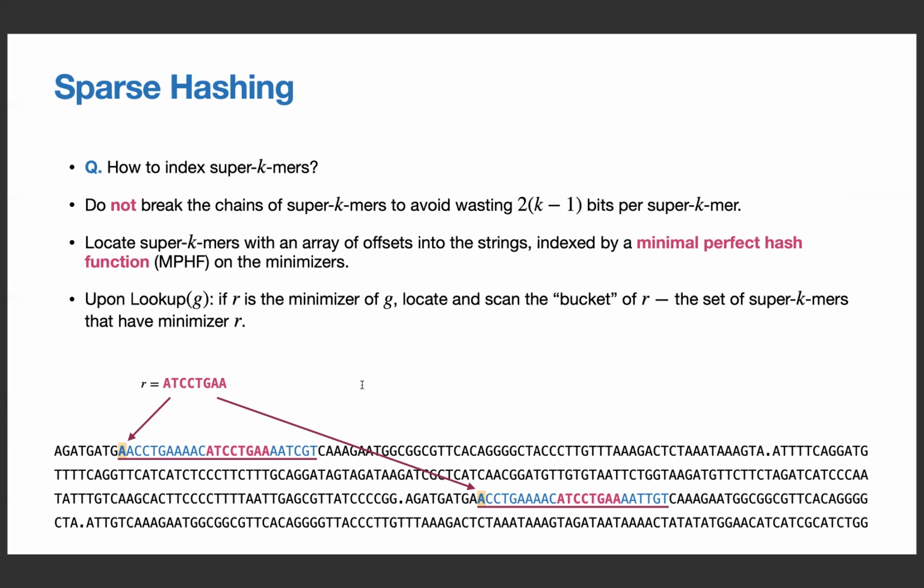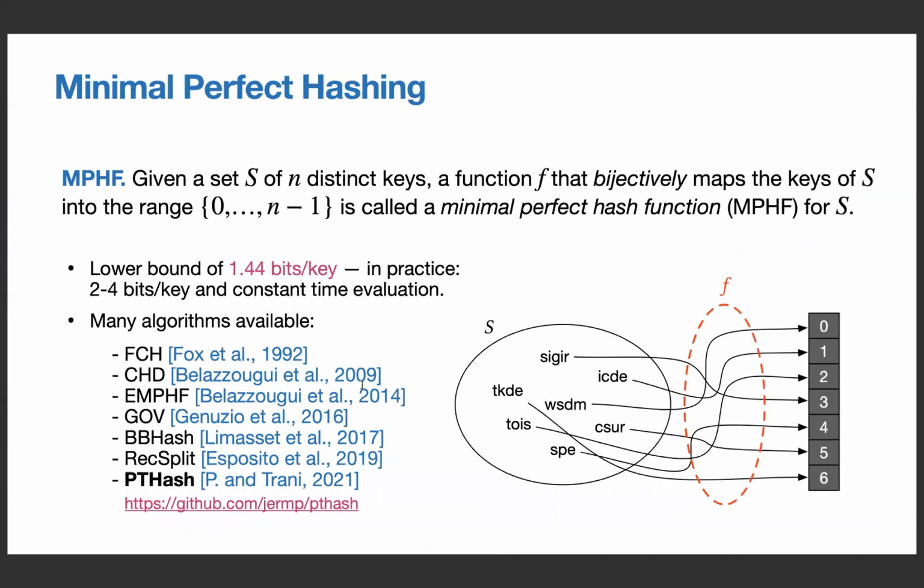If you don't know what a minimal perfect hash function is, I have this bonus slide to help you. In a few words, a minimal perfect hash function is a data structure mapping a set of n distinct keys into n distinct numbers from 0 to n-1. These data structures in particular can be realized in just a few bits per key. And I'm going to use the most efficient and also most recent implementation of minimal perfect hashing in this work, which is PTHash. So you may also want to check this out.